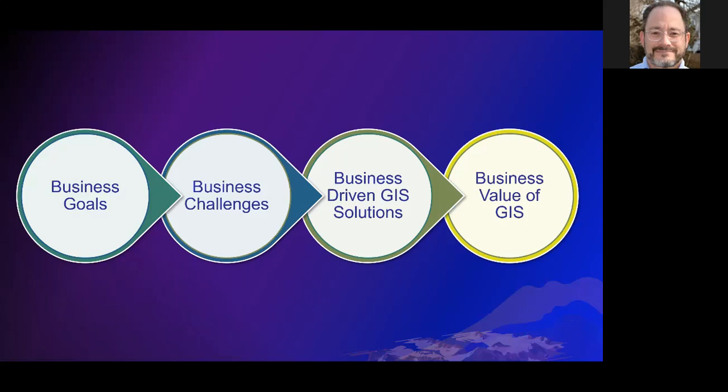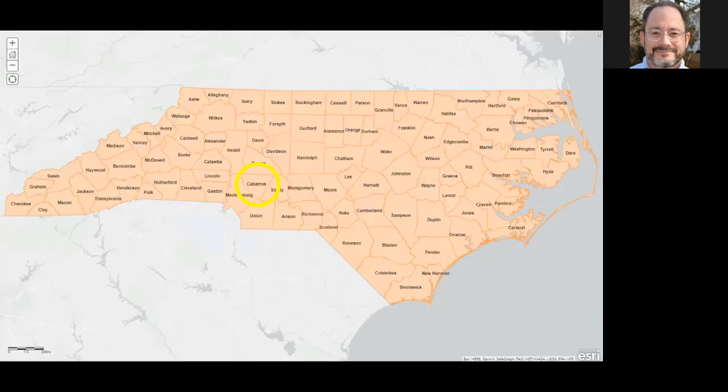To show how this works in a real world situation, I'd like to go over a specific case study of how a customer has done that. I'm going to talk to you about Cabarrus County, North Carolina. This is just northeast of where I am in Charlotte. Charlotte is in Mecklenburg, just to the southwest of Cabarrus County.